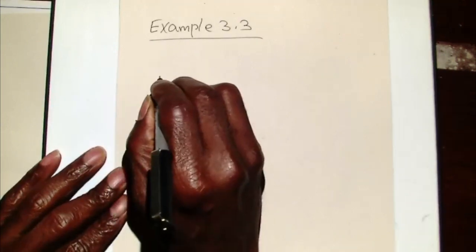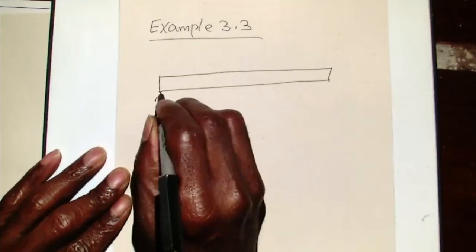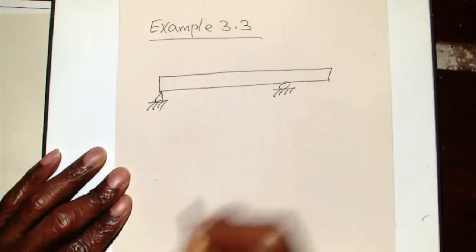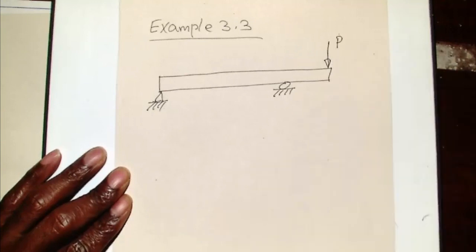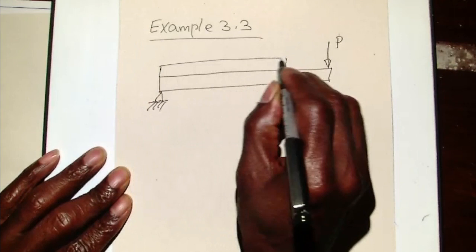So example 3 is a beam that is simply supported with an overhang, and there is a point force there, and a uniformly distributed load over that section.